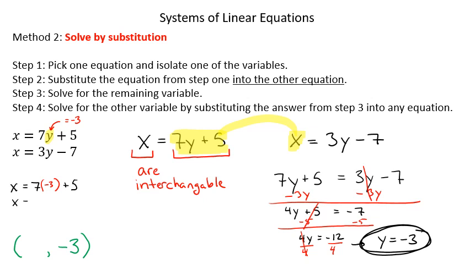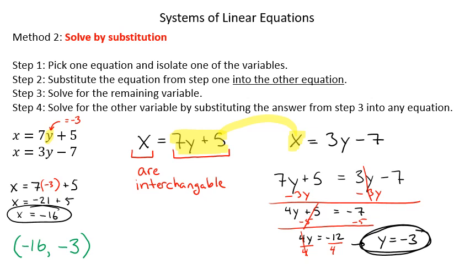All right, so we got x is equal to 7 times -3 is -21 plus 5. So we get x is equal to, well, we got -21 and a positive 5, so that's a -16. So x equals -16, y equals -3, or we could write it as the point -16, comma -3. And that would be our answer.